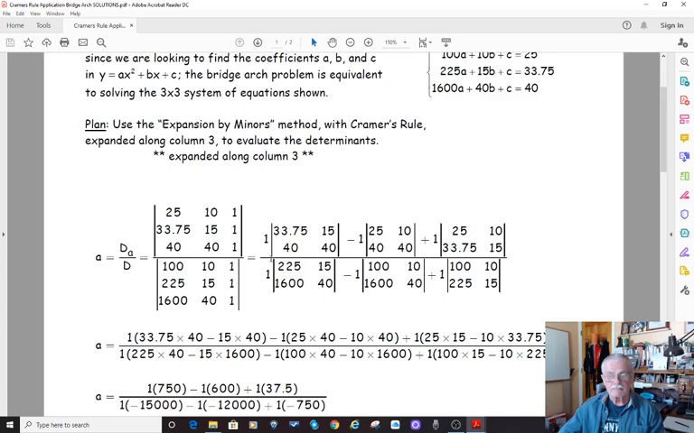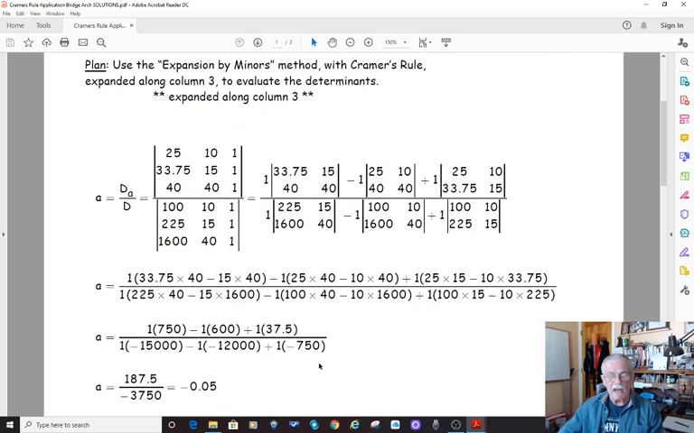When you do a determinant, it's the major diagonal product minus the minor diagonal product. So 225 times 40 minus 15 times 1600. I wrote this out: 225 times 40 minus 15 times 1600. And over here, it's 100 times 40 minus 10 times 1600, and that appears here. And the last part would be 100 times 15, take away 10 times 225, and that appears here. So let me work these out.